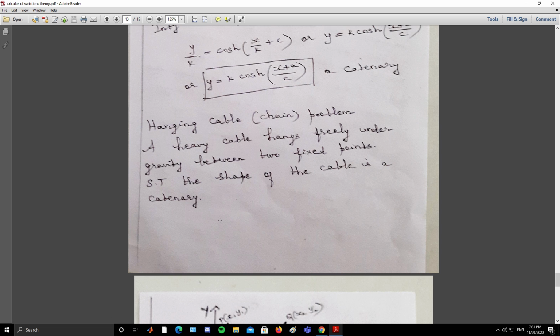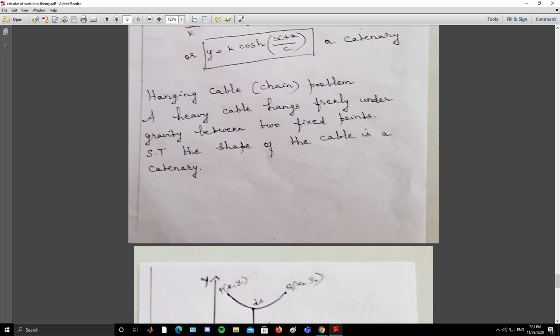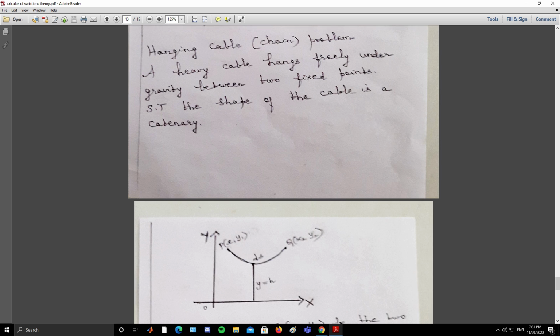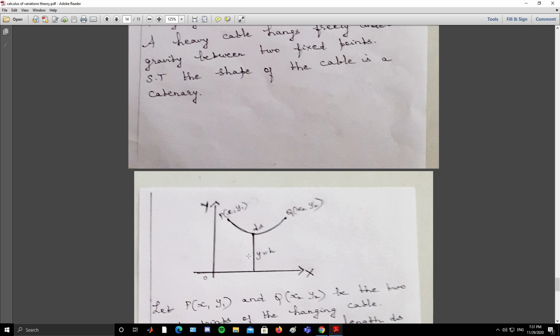Last class itself we discussed the second application. We have discussed the equation of the catenary. What is the equation of the catenary? y equals k cosh of (x plus a) by c. So a heavy cable hangs freely under gravity between two fixed points.